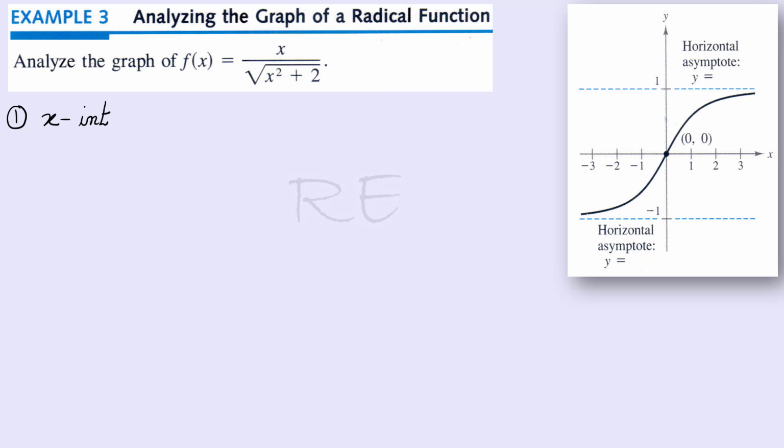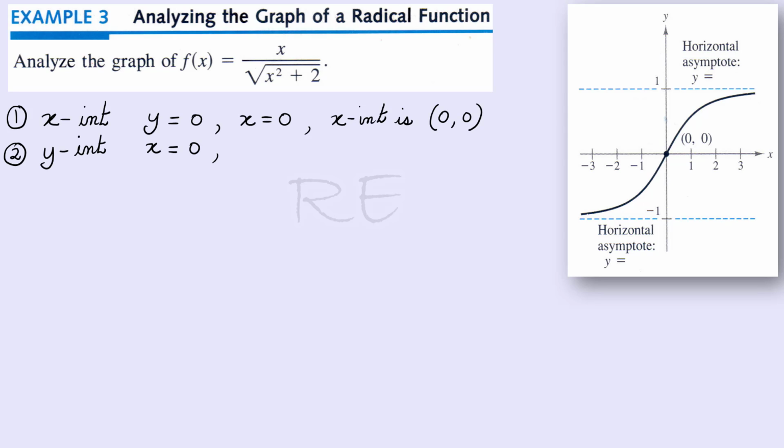We are first going to look for the x-intercept. We set y equal to 0, therefore x is equal to 0. As expected, the x-intercept is (0, 0). We can see it from the graph. For the y-intercept, x is equal to 0. We obtain 0 over square root of 2, which is 0. And the y-intercept is also (0, 0).